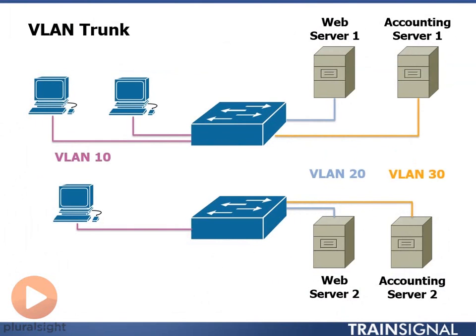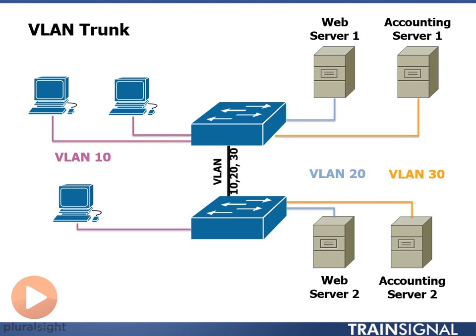So what a VLAN trunk does, VLAN trunk is pretty simple. So if you remember, a VLAN is a broadcast domain. And what a VLAN trunk does is it allows us to transfer these broadcast domains, multiple broadcast domains, over one single link in between 2 switches or 2 networked devices.